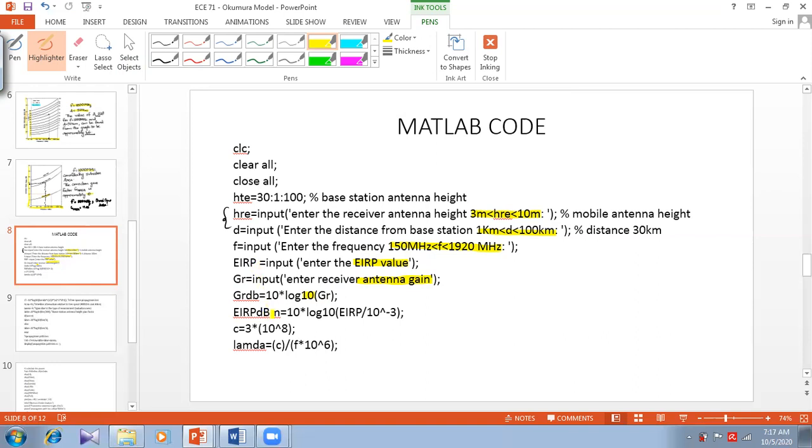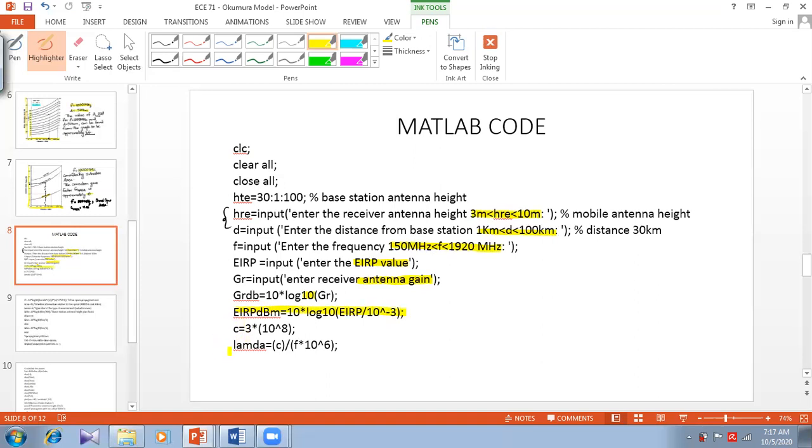So to convert it to dBm, we are taking 10 log base 10 of EIRP divided by 1 milliwatt, so it is 10 to the power of minus 3. This will help us to convert the value of EIRP in dB to dBm.